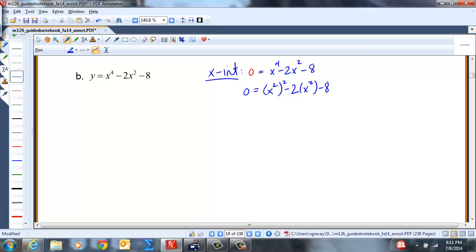In intermediate algebra, you were taught to actually do a u substitution. I think if you just see that it's factorable, you need an x squared and an x squared. You need to have a product of negative 8, and you need the middle terms combined to be negative 2. So I believe minus 4 and plus 2 fits the bill.